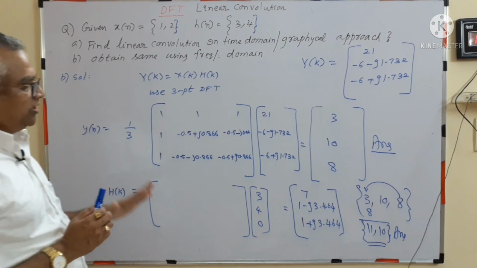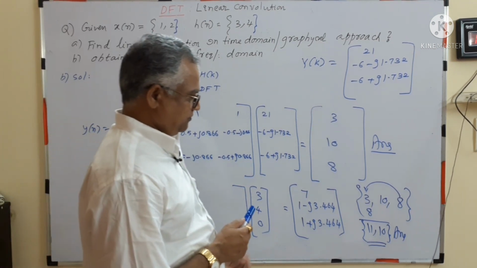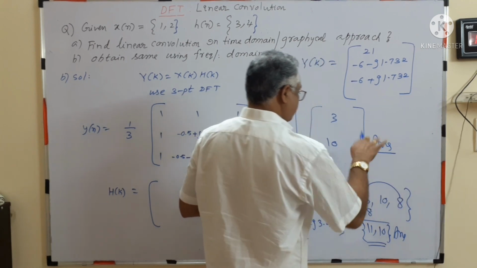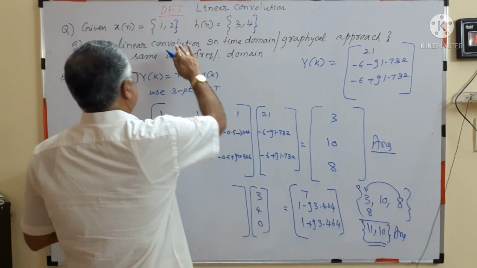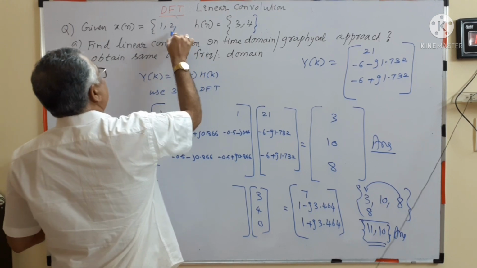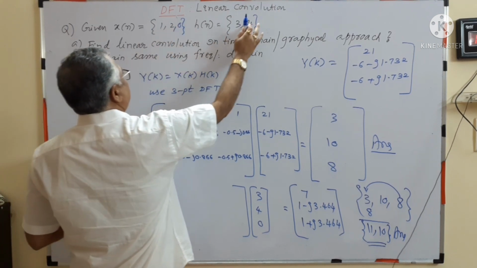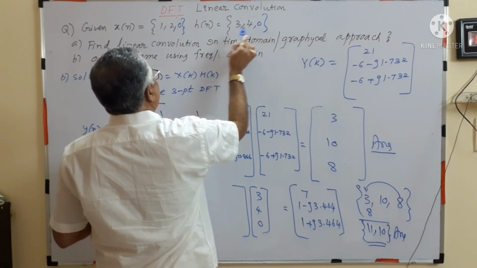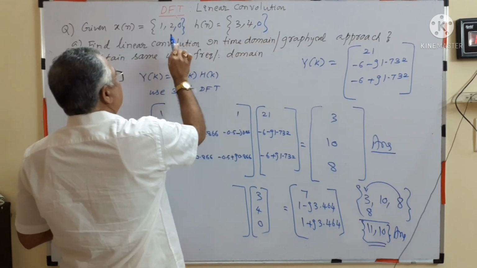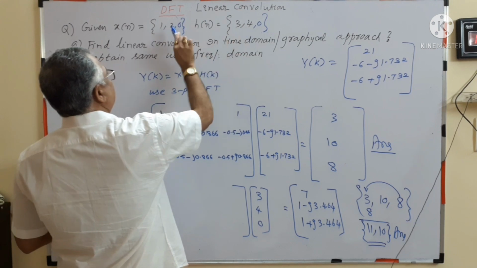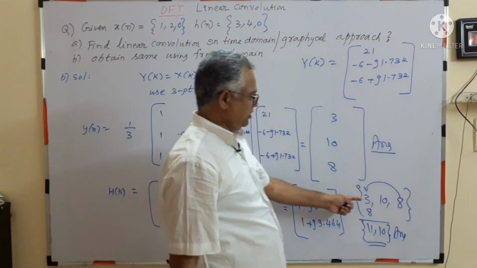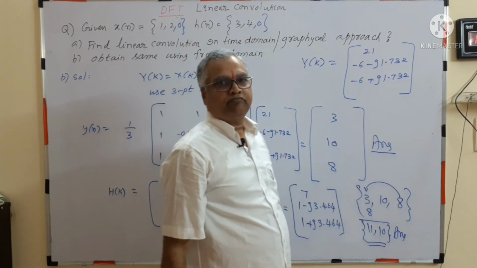How to get linear convolution from circular convolution? It is nothing but 1, 2, 0, 3, 4, 0. It has 3 values. It has 3 values. Then perform circular convolution between 1, 2, 0 and 3, 4, 0. Definitely you will get the same answer 3, 10, 8.